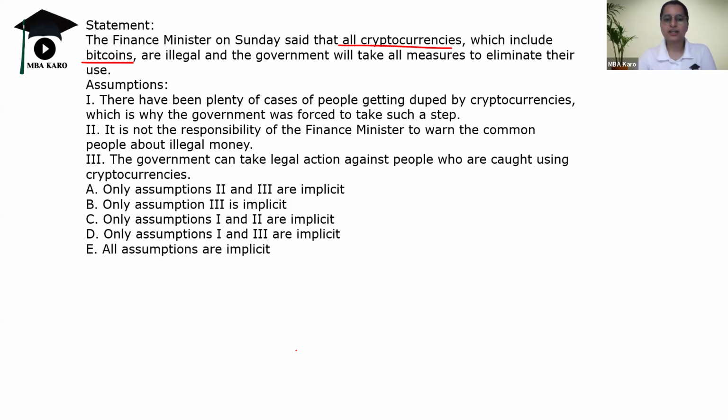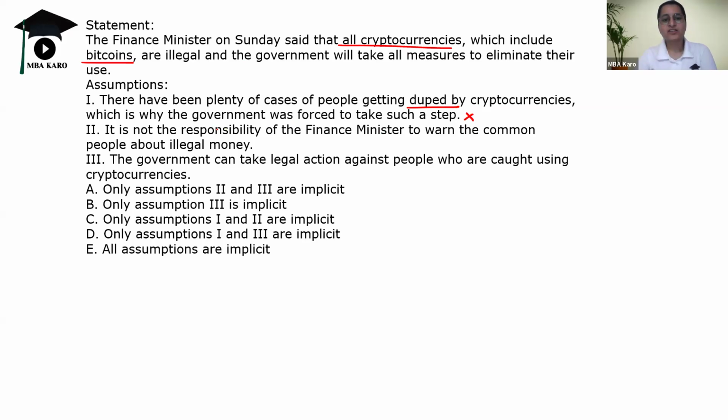Assumption one: there have been plenty of cases of people getting duped by cryptocurrencies, which is why the government was forced to take such a step. Now see, the government is simply taking a step to eliminate it. Okay, people getting duped or not is not discussed, because what is the statement? A finance minister banning cryptocurrencies and taking all measures to eliminate their use. Even if people are getting duped, why would the government ban such a thing? People are getting duped of a lot of things, but the government is not banning them.